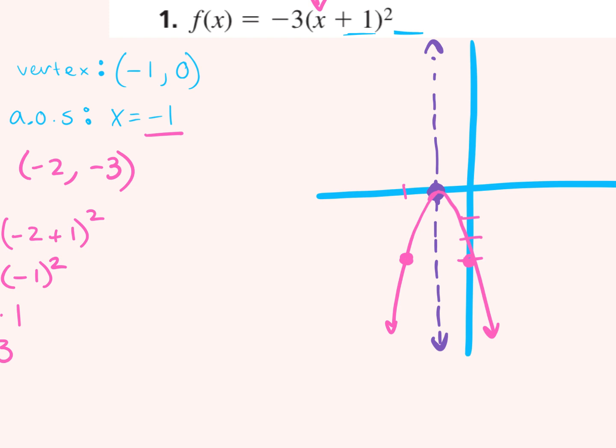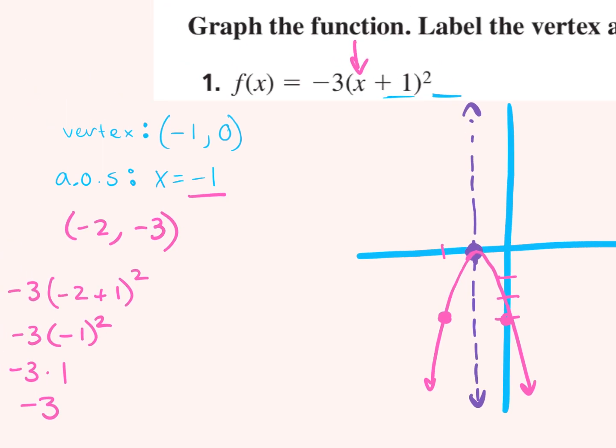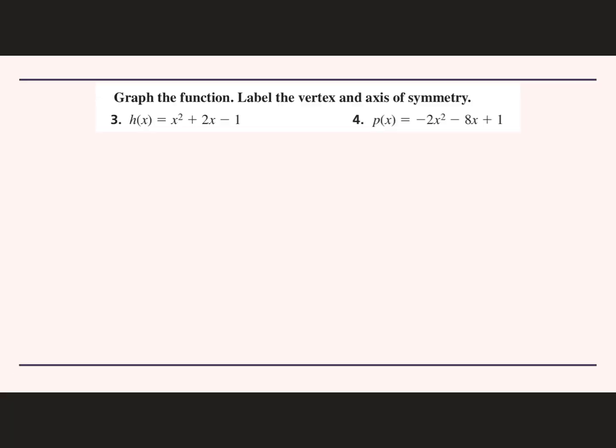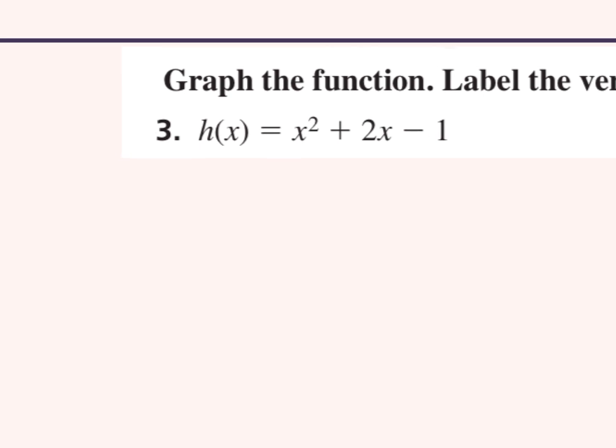Our parabola opens down here, which we knew it was going to do before we even graphed it because our A was negative. So you can always check your work that way. Once you plug in your points and you see which way your parabola opens after you graph it, just double check with the A. Our A said that we were going to open it down, and it opens down. So let's look at number 3.